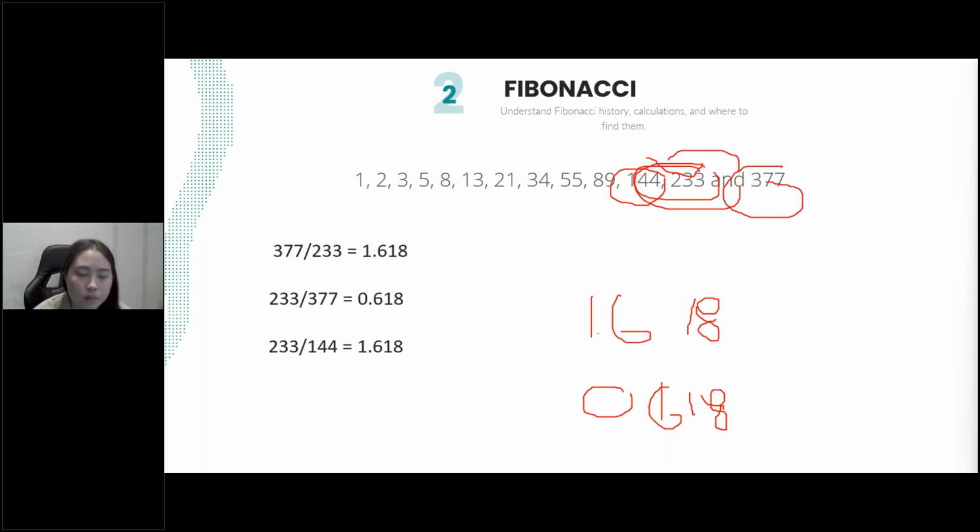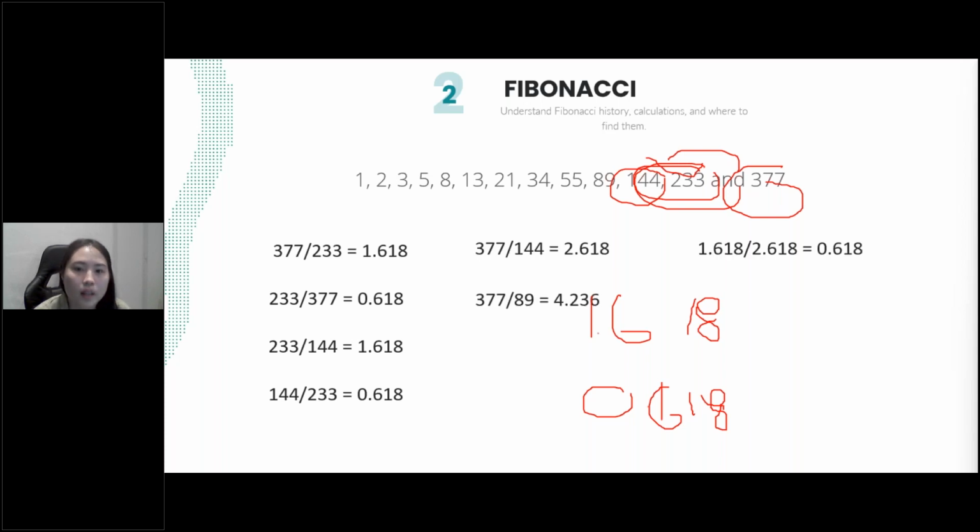Yeah. So this is an example of how dividing a number by the number before it will give you the same exact answers. It's either 1.618 or 0.618. Okay, we'll just move on from here.